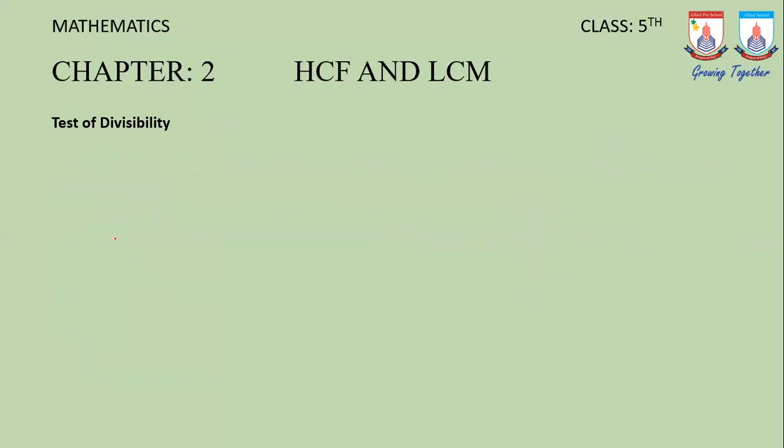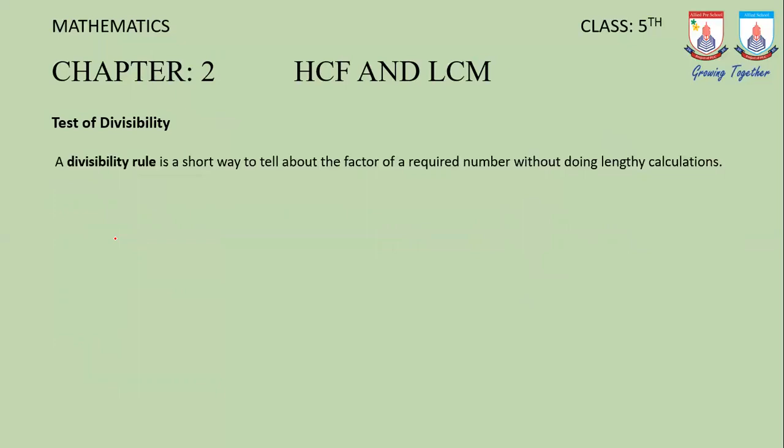The next subtopic is the test of divisibility. Now what is a divisibility rule? A divisibility rule is a short way to tell about factors of a required number without doing lengthy calculations. Without doing lengthy calculations, we can directly tell whether the required number is a factor of another number or not.